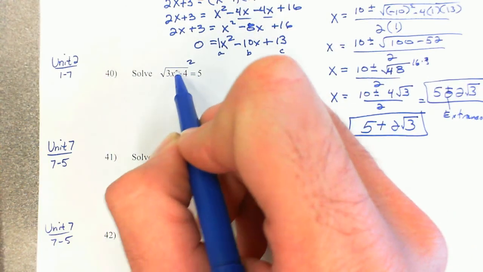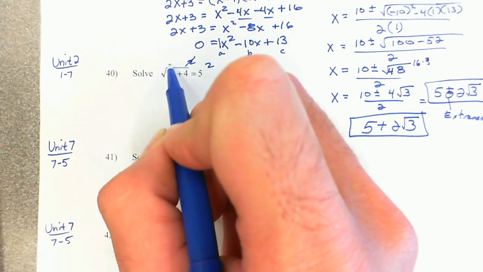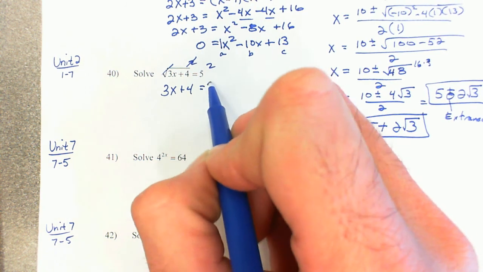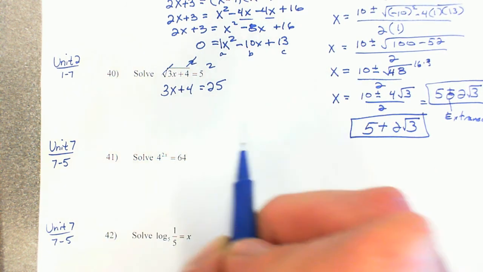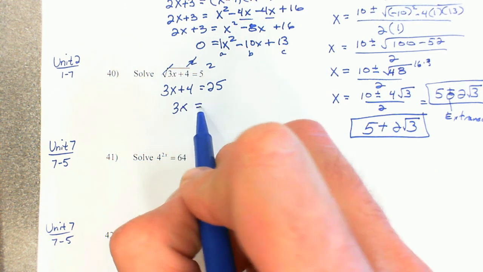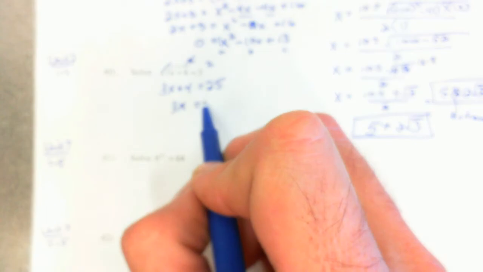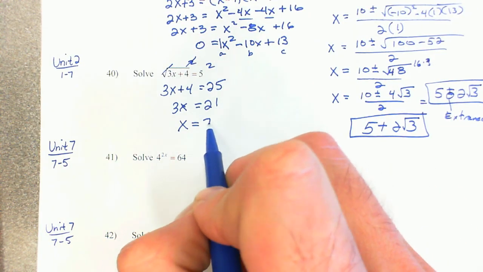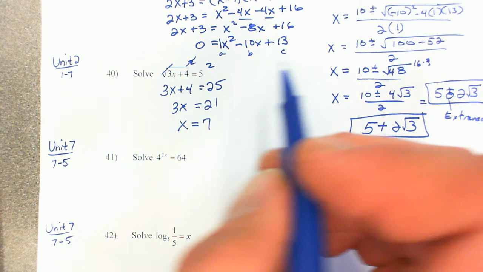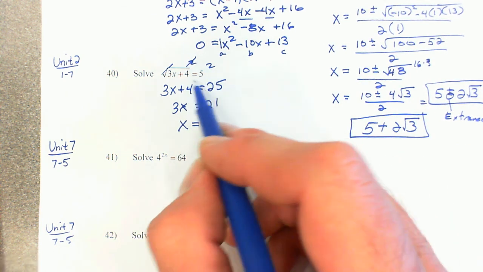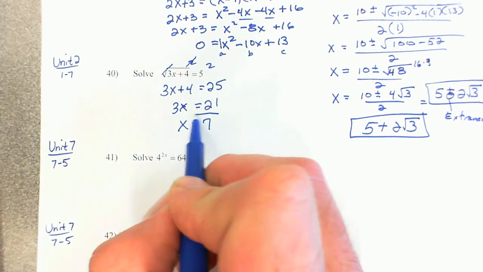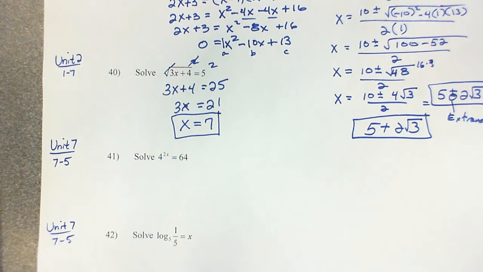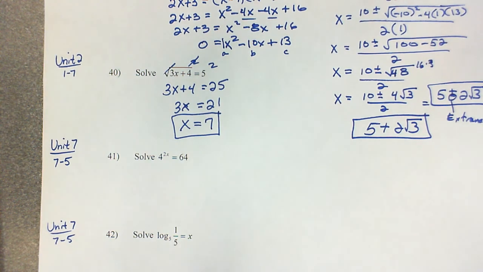We can get rid of the square root by squaring both sides. That cancels, leaves you with 3x plus 4 equals 25. So 3x equals, bring the 4 over, you get 21. So then x equals 7. Okay? And since there's no x over on the right hand side, there's no chance that this one's not going to work. So x equals 7 on that one.